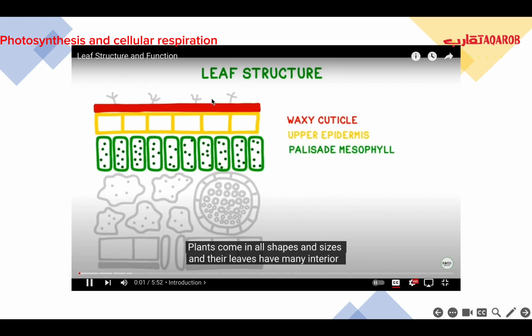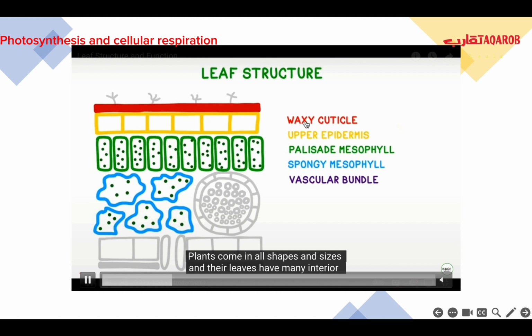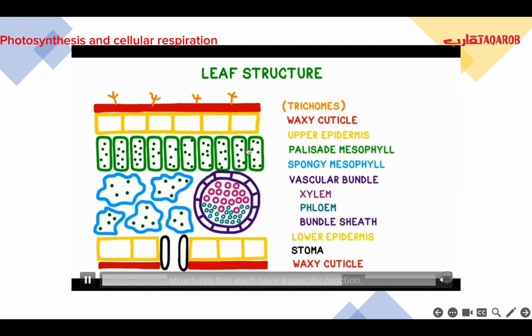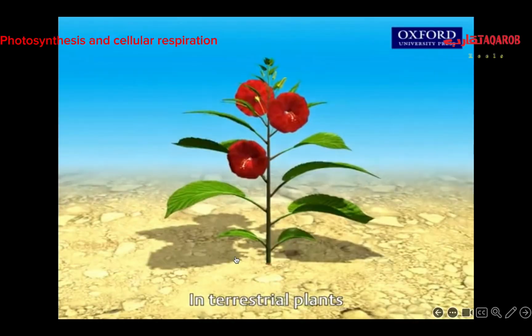So these are the leaf structure: the waxy cuticle, the upper epidermal, the palisade mesophyll, the spongy mesophyll, the vascular bundle, the lower epidermal, and the stomata, as you see here, between the lower epidermal and the waxy cuticle again. Now let's watch this video.